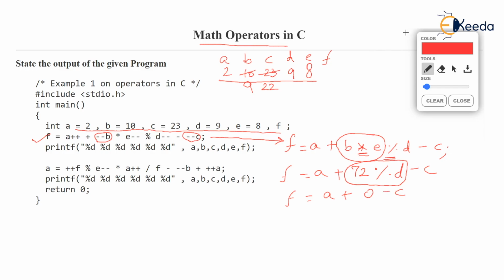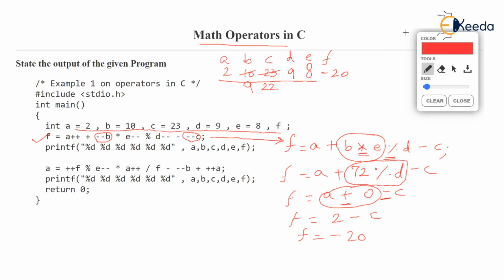Now plus and minus both have equal precedence. Then whichever comes first among them from the left hand side will be solved first. So a plus 0 will be done first, which is a. As you see in the table, a is 2. So this is 2 minus c. And now finally c is 22. So it is 2 minus 22, which is minus 20. So f has come out as minus 20. I will update the table here. F is minus 20. But that's not the end of it, isn't it?